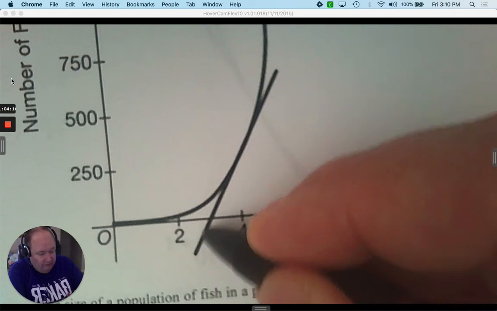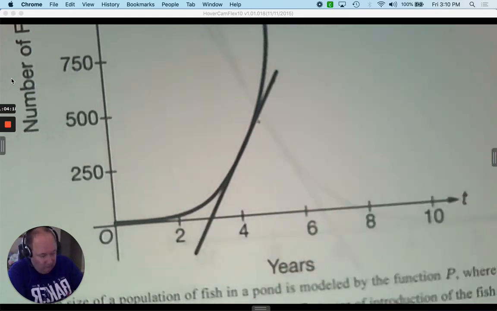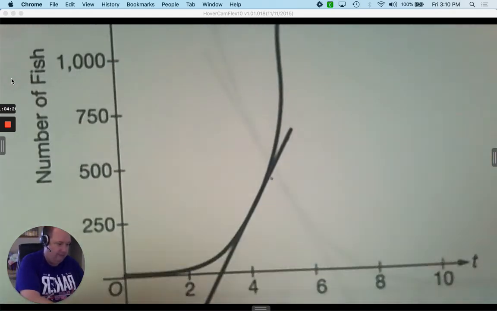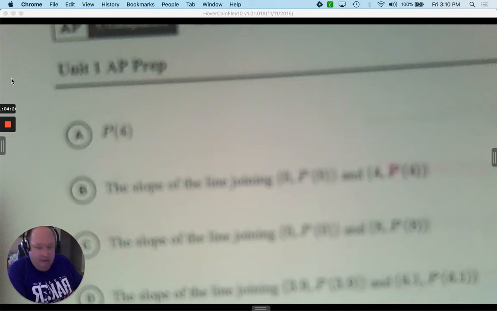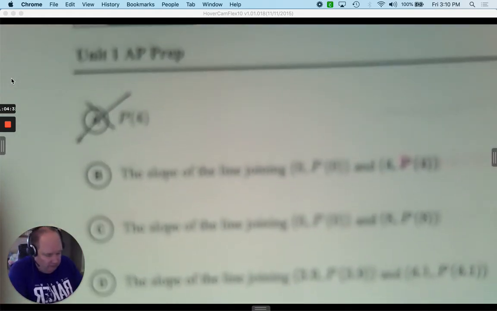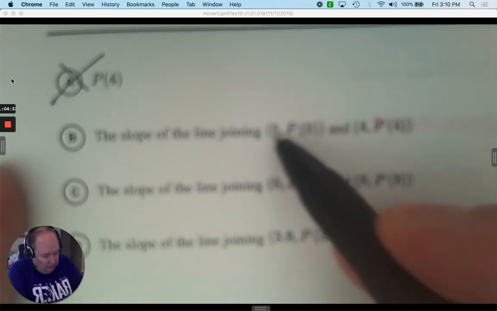So I want to know what the value of that slope is. Which one would give me the best estimate of that? So if you just go p at 4, that would give you the slope. No, it would not. That's just the function value there. The slope between 0 and 4 would not be a great estimate. The slope between 0 and 8 would not be a good estimate. Those are too far apart.